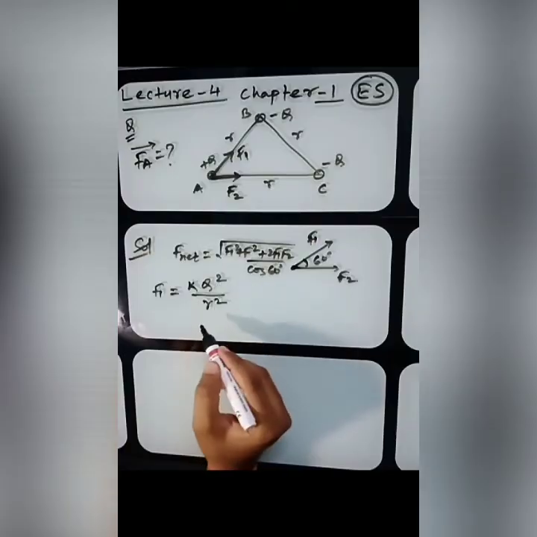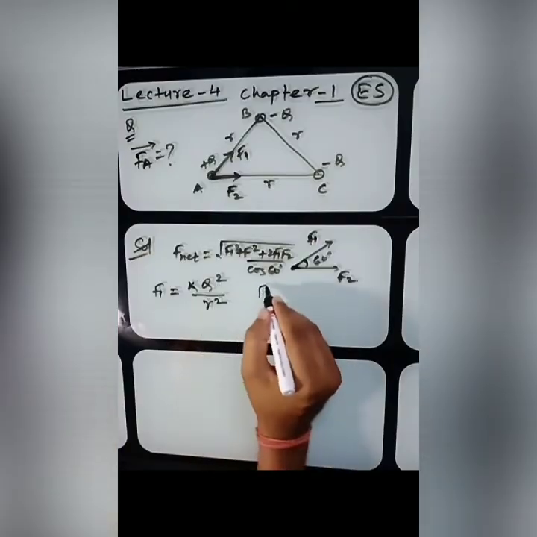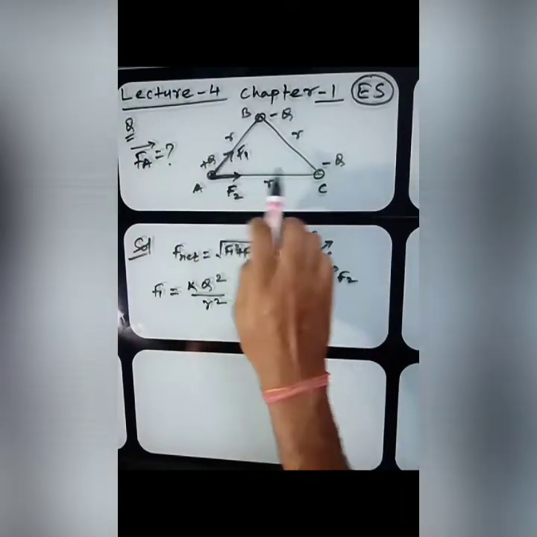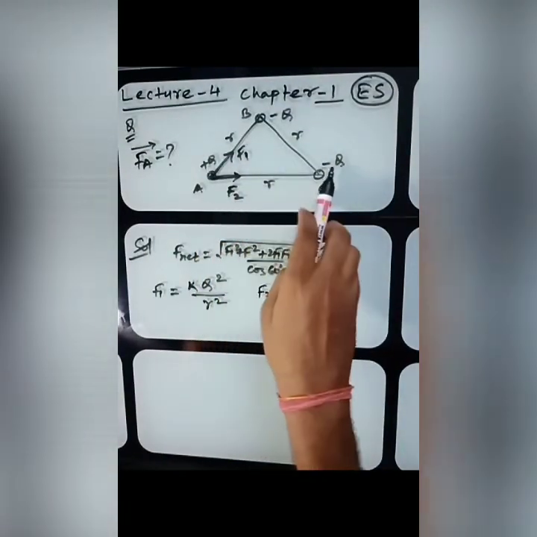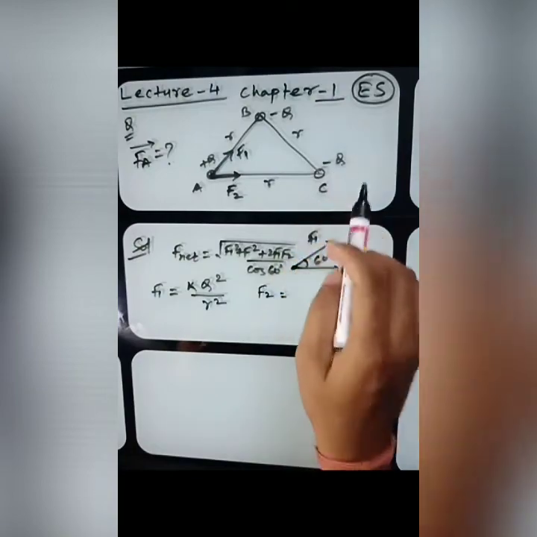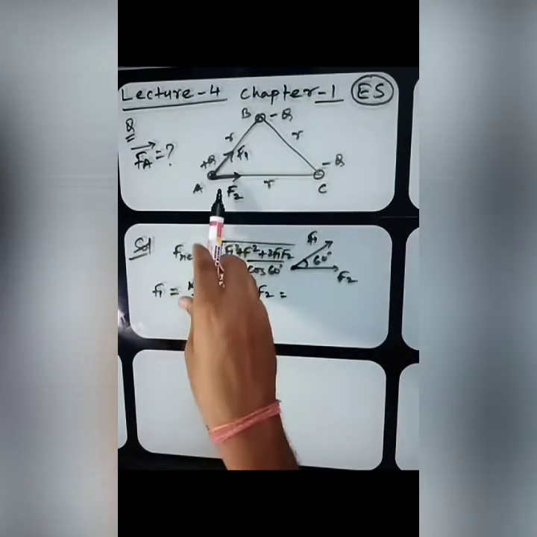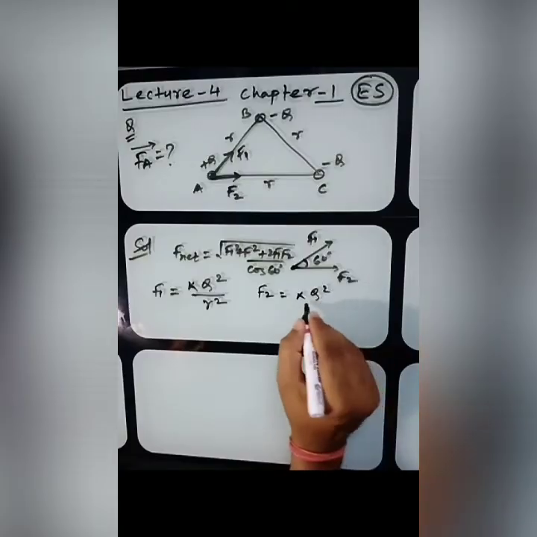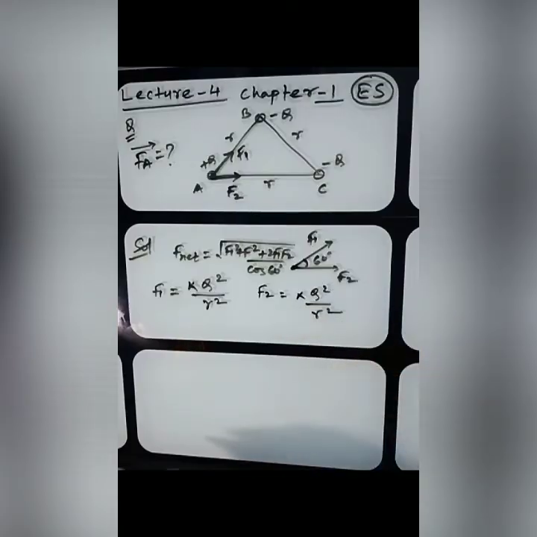So k q square by r square, and F2 will be the force between A and C. Again the magnitude of charge q and q. We are not taking here the nature because nature gives the direction of force and we have taken the direction of force. k q square by r square.